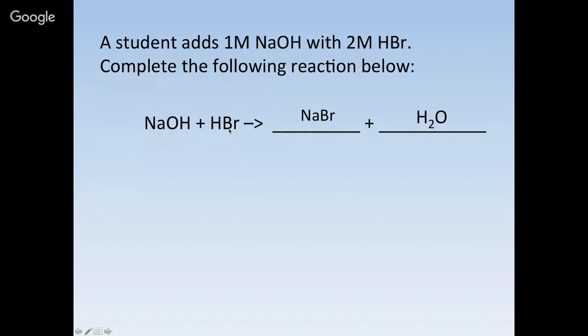So when we're looking at this, what I say to do is cross out the hydrogen, cross out the OH, doesn't matter how many of them there are, and then whatever's left becomes your salt. So in this case, if we take out the OH and the H, what's left is our Na and our Br. So that becomes our salt, our ionic compound, and then the other product is water. Okay, so this is going to work anytime you react an acid with a base.